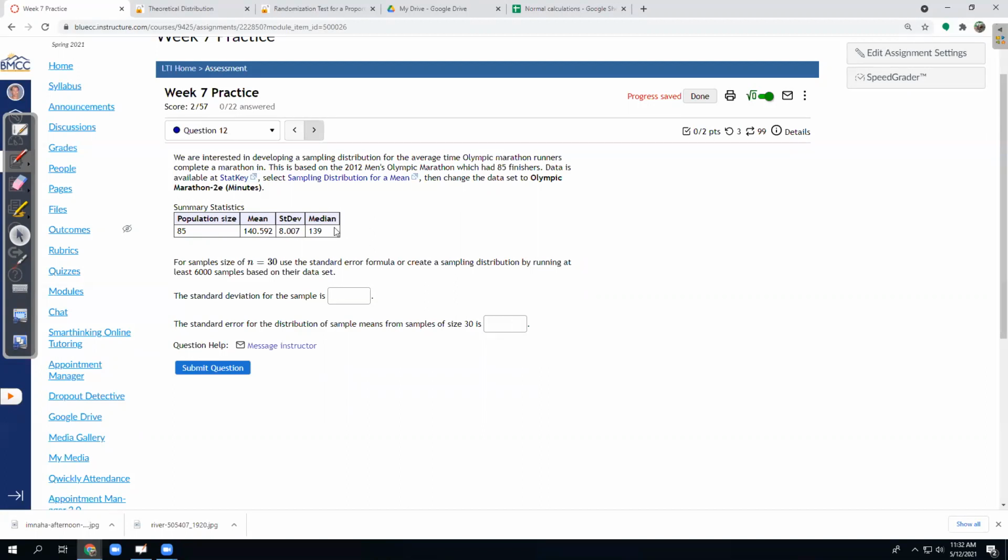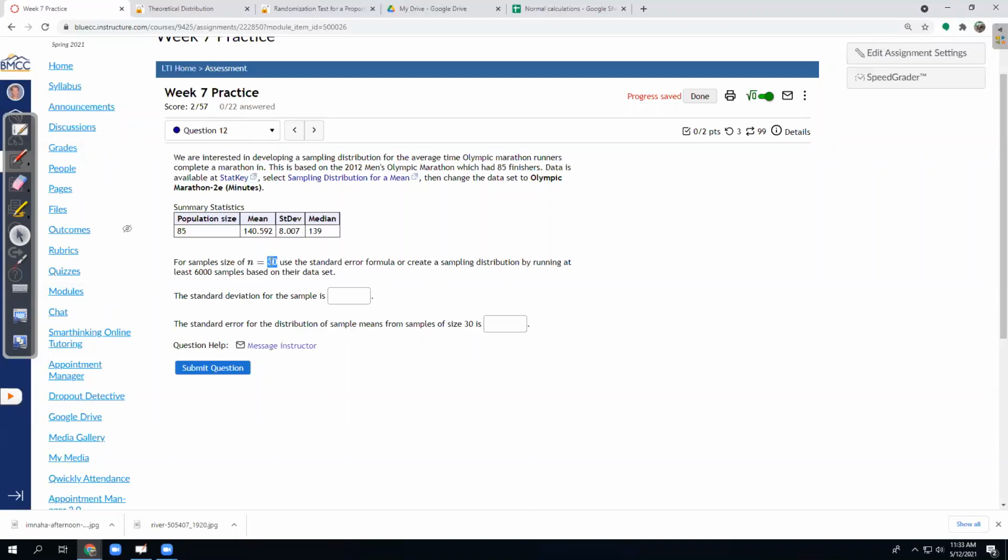The median was 139. So the median is pretty close to the mean, so there's probably not much skewness in the data. And then what we want to do is find the standard error for sample sizes of 30. Think back to what we talked about a week or two ago in chapter 3 on confidence intervals. Sample size matters. The bigger the sample size, the smaller the standard error is one of the things we were trying to get out of that.